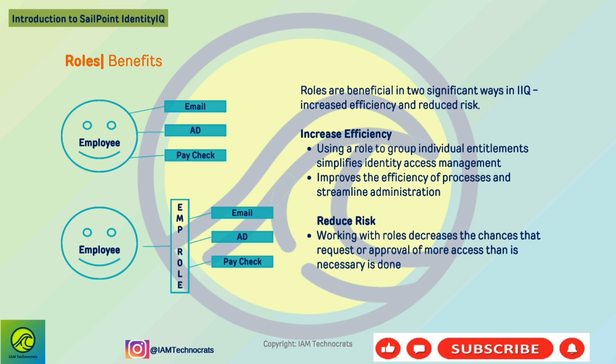Next is reduce risk. If users must work with many individual entitlements, it's easier to make a mistake and request or approve inappropriate access. Managers may not be aware of which exact entitlements are required by employees. Working with a single role decreases the chances that they will request or approve more access than is necessary.